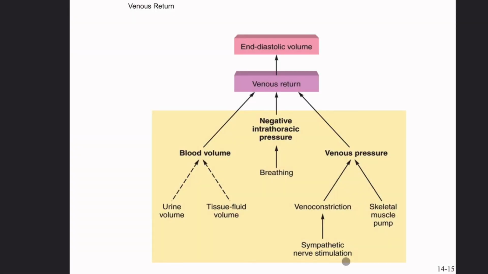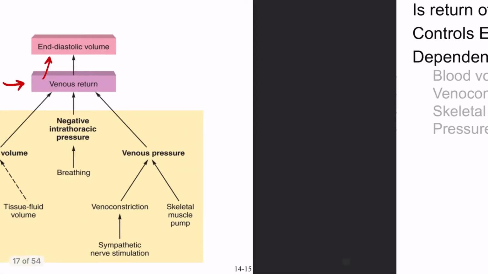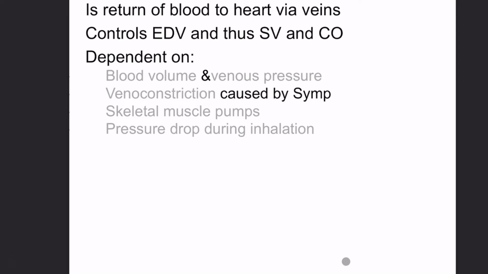All right, in this video, we are going to talk about venous return. And notice that venous return is of course going to impact end diastolic volume because that impacts how much blood will end up in our ventricles. So venous return is the return of blood to the heart via the veins. That's why it's called venous return. It is going to impact and control the end diastolic volume. Thus, it'll impact stroke volume and cardiac output.